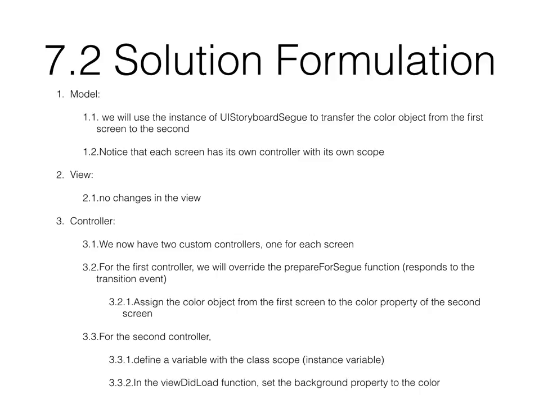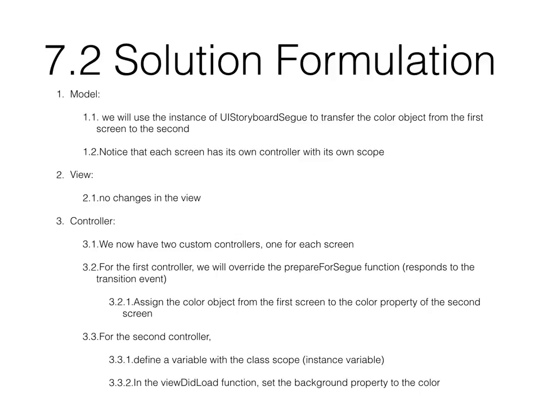In the second controller, in the second screen, I have to create a memory for a color object. And then I can use that to color the background when the view loads. So I'm going to take the viewDidLoad event of the second controller, and I will use the color to color. In the first screen, when the color is created, and before the navigation from the first screen to the second takes place, I need to copy the data to the second screen.